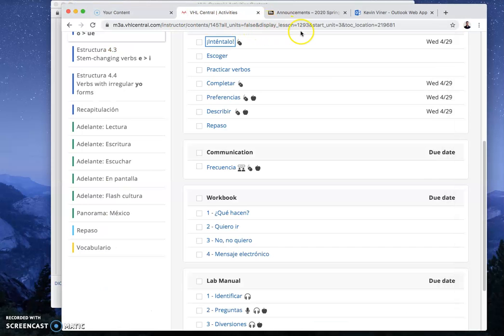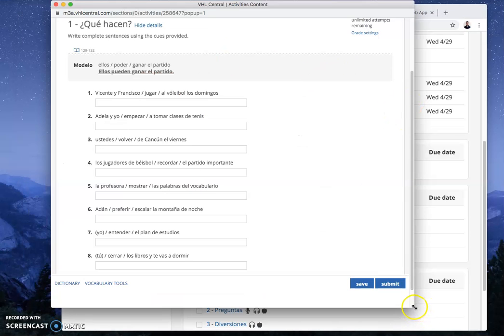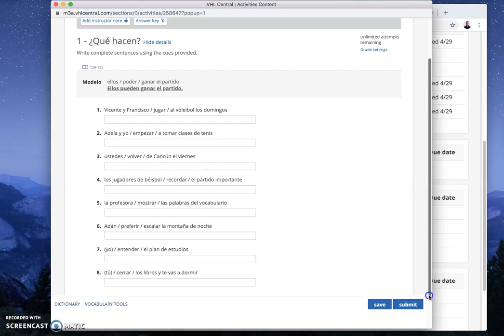All right, we're gonna do one more activity for the afternoon for this short video. This is an activity you don't have, but it's pretty easy. And again, this corresponds to pages 129, 132. The activity is not there, okay? That's the corresponding pages. So it says write complete sentences using the cues provided. So if we look at the modelo, we have ellos poder ganar el partido, and then that would turn into ellos pueden ganar el partido. So basically we're just conjugating the verb. That's really the only thing we need to do, okay?